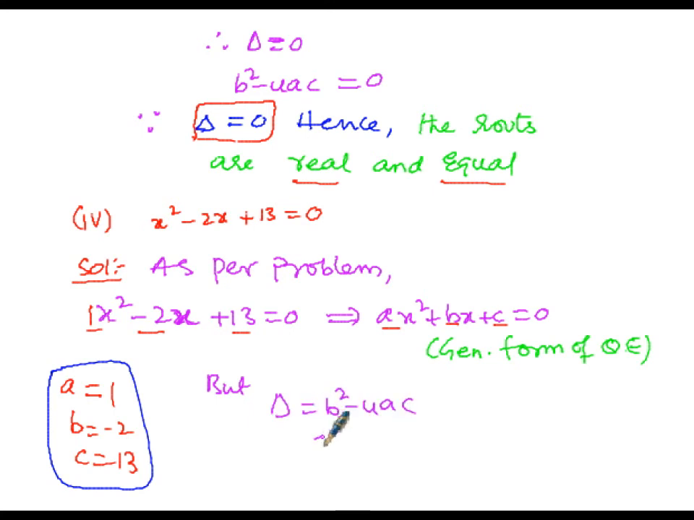So it can be given by b square. Here the b value is minus 2. So minus 2 whole square minus 4 into a value which is 1, into c value which is 13. That is equal to minus 2 multiplied twice. Minus of minus is plus, 2 squared. 2 twos is 4, minus 4 ones is 4 into 13. 13 fours are, 4 threes is 12 carry, 4 ones is 4 plus 1 is 5. So here plus 4 minus 52.